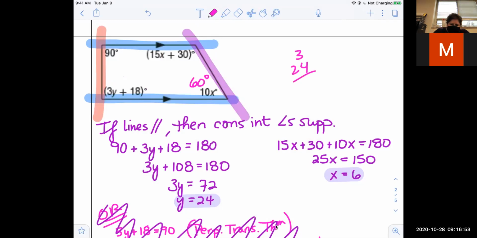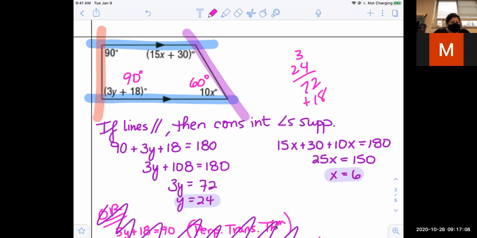Yeah. 72 plus 18 is 90. Yeah, actually, we knew that was 90, didn't we? So those will not be supplementary, right? Because these lines are not parallel. Consecutive interior angles are only supplementary if the lines are parallel.